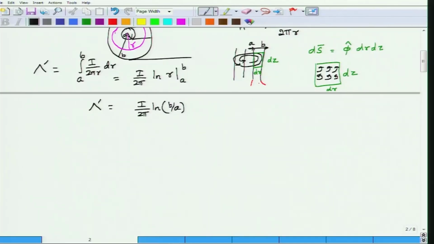correct. Now if I divide lambda prime by I, I end up with the inductance per unit length of this coaxial cable, which is 1 by 2 pi log of B by A.